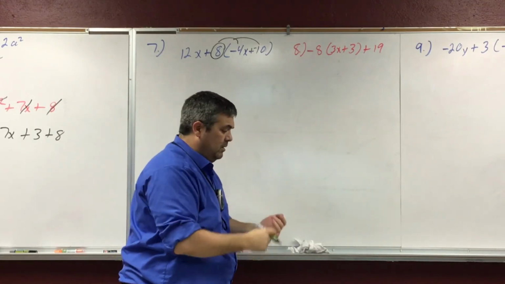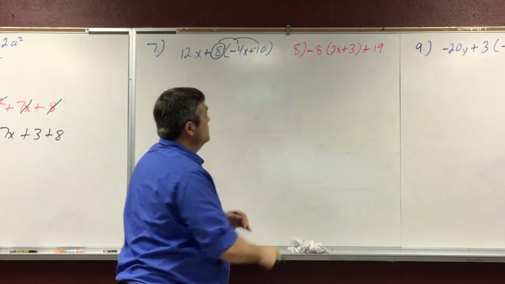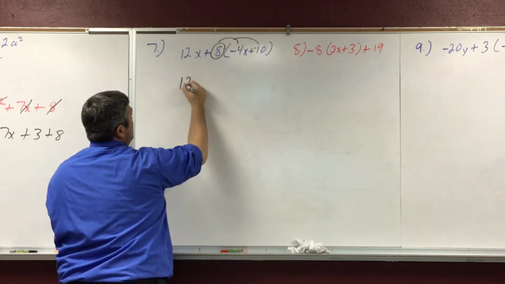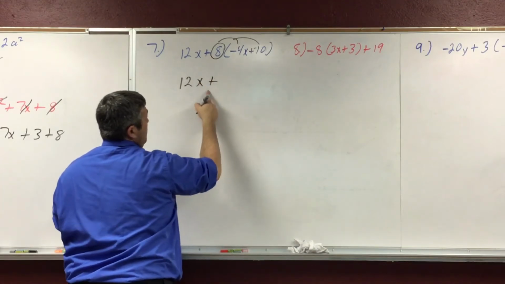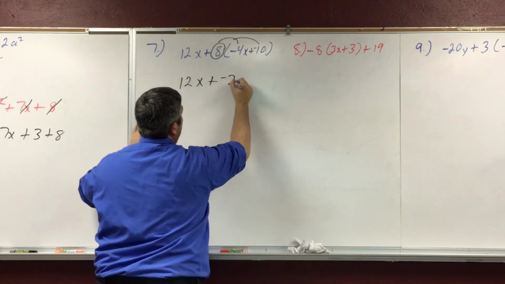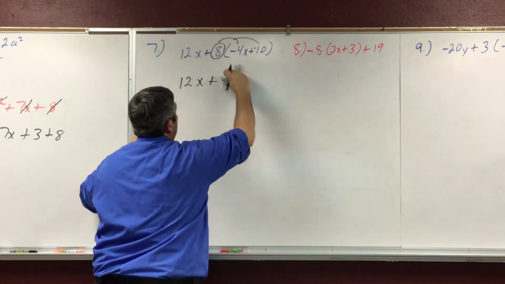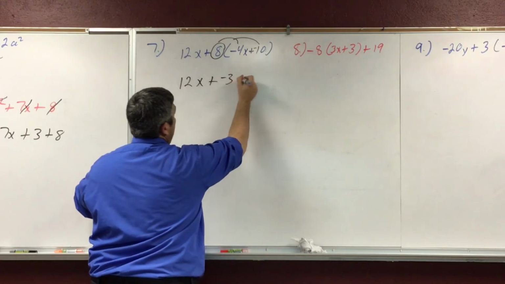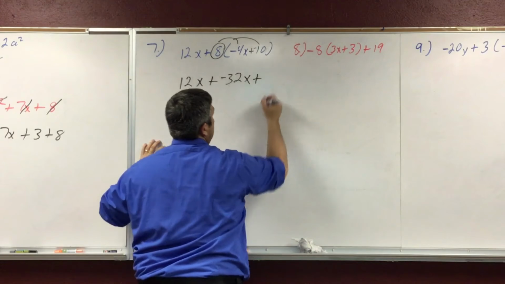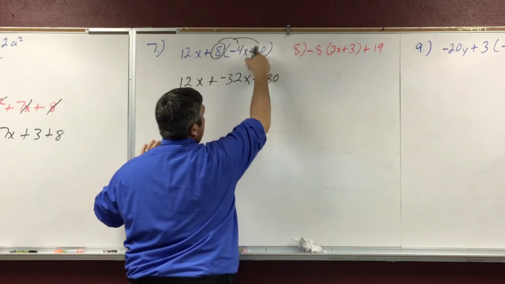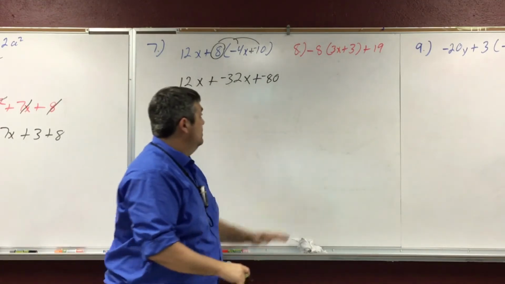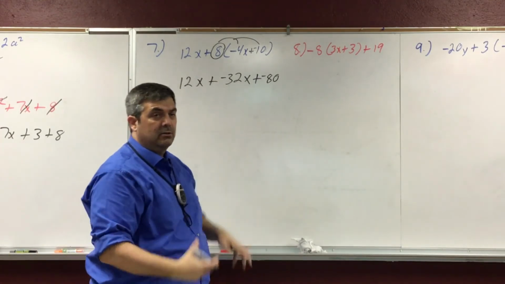Any term is separated by addition and subtraction. So 8 times negative 4x. So I'm gonna bring this down, 12x plus 8 times negative 4x, negative, nope, that's not right. Negative 32x plus 8 times 10, 80, and because it's negative, negative 80. Now I have all addition, and I can start combining these like terms.